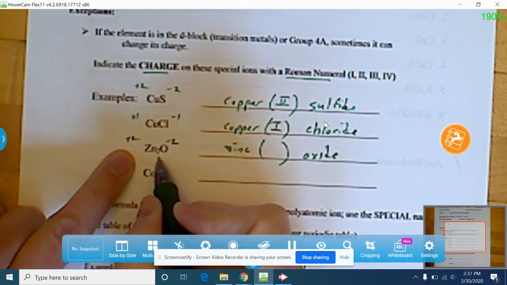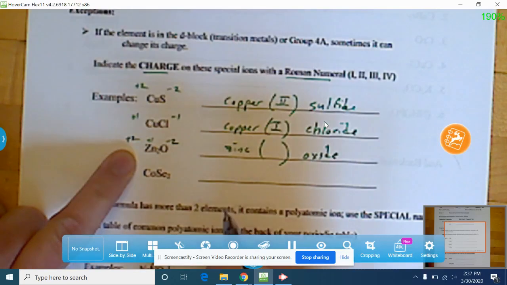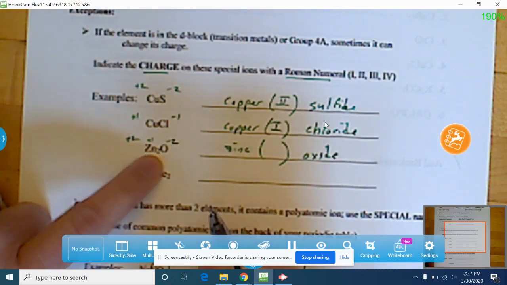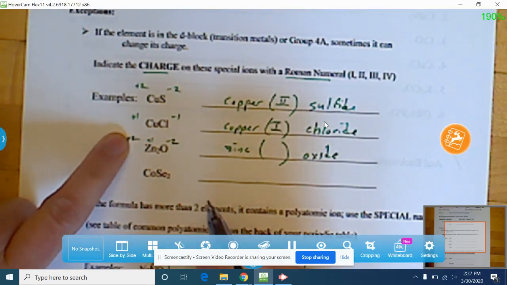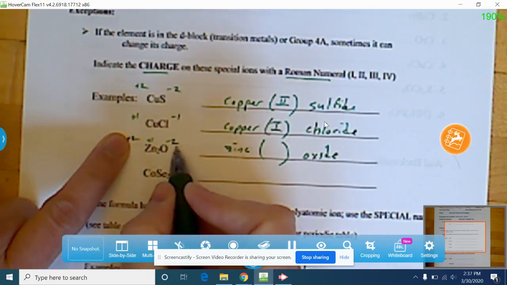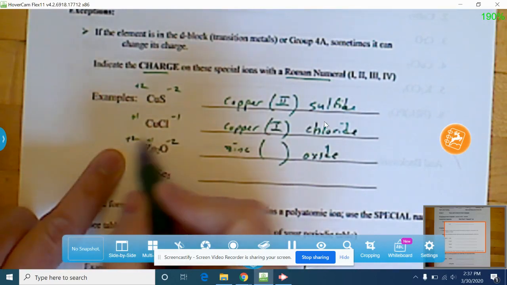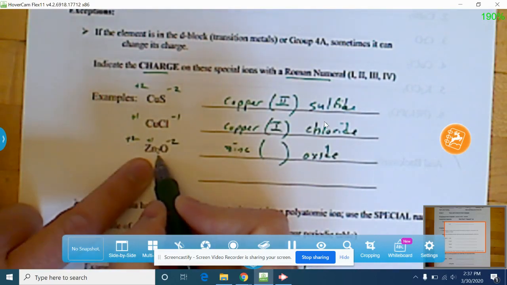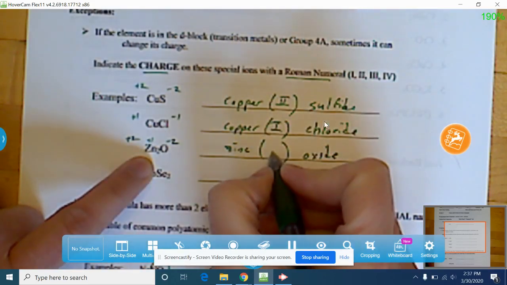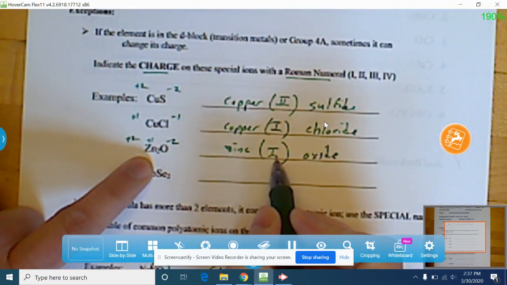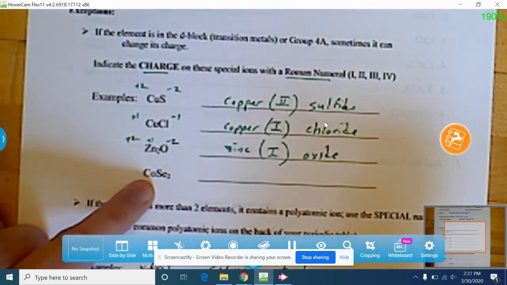But because there are 2 zincs, each of the zincs has a +1 charge, because 2 times +1 gives us a +2. To balance out this negative charge, -2 charge, we need a total charge of +2. But because we have 2 zincs, each one gets a +1 charge. Our Roman numeral is the charge on each zinc. +1 gives it a 1 Roman numeral.